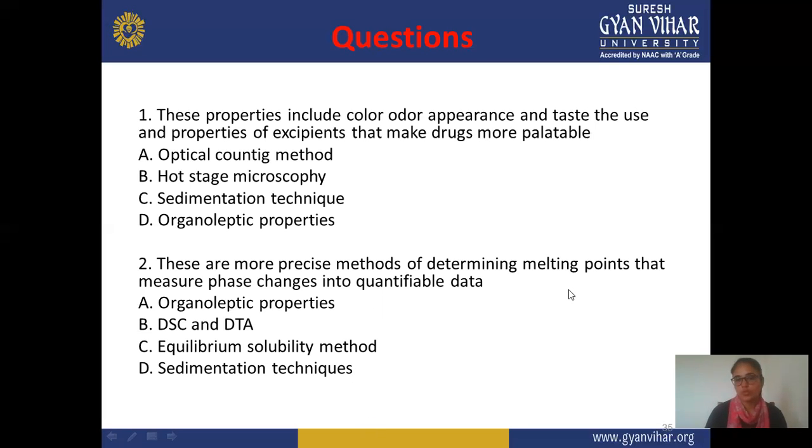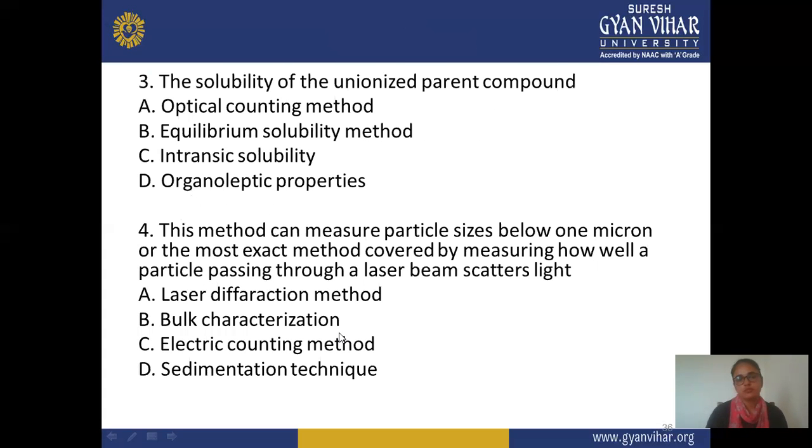According to the appropriate melting point or phase change method, you can select any one out of this ABCD correct method or correct option. Next is the third question, the solubility of unionized parent compound. A option is optical counting method, B is equilibrium solubility method, C is intrinsic solubility, and D is organoleptic property. In this third question, mainly we discuss the solubility of unionized compound or unionized parent compound, and there's a fourth option.